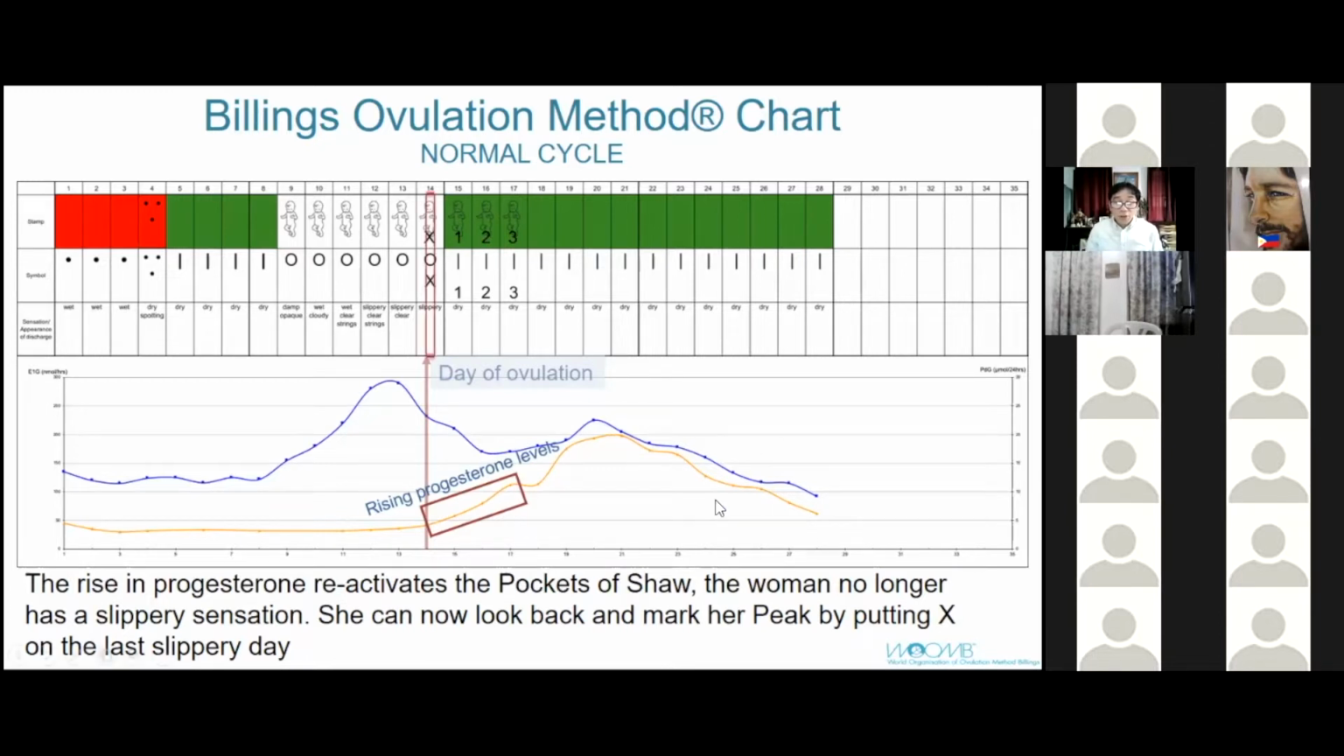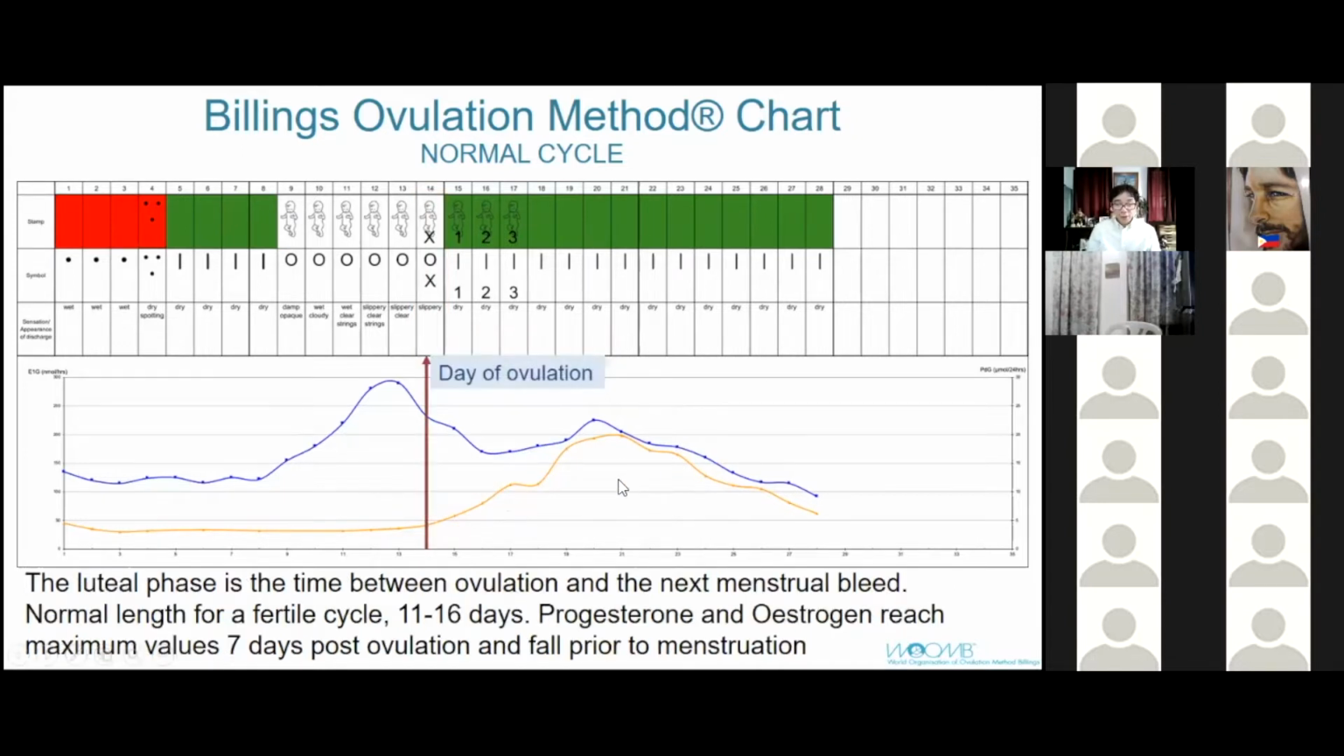Let us look at our peak day, the day 14, the day of ovulation, the day wherein progesterone begins to rise. Okay? So the luteal phase is the time between ovulation and the next menstrual bleeding. The normal length of a fertile cycle is 11 to 16 days of luteal. In a normal length of a fertile cycle, the length of the luteal phase is 11 to 16 days.